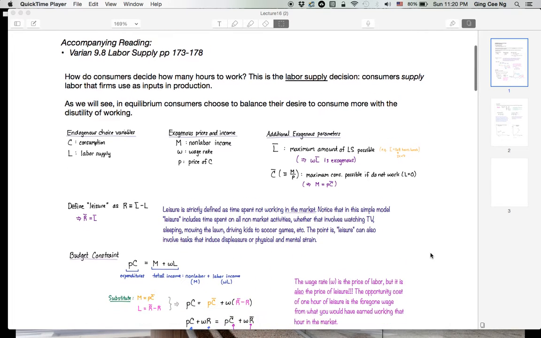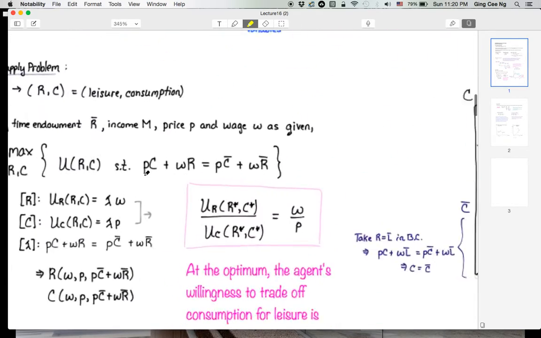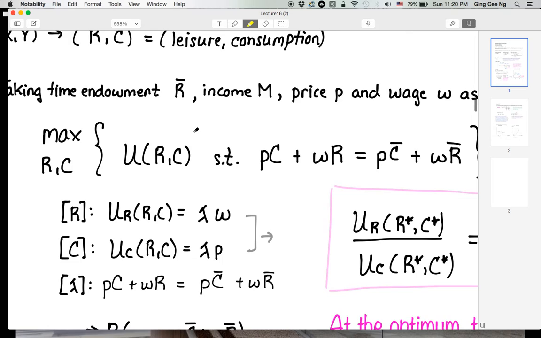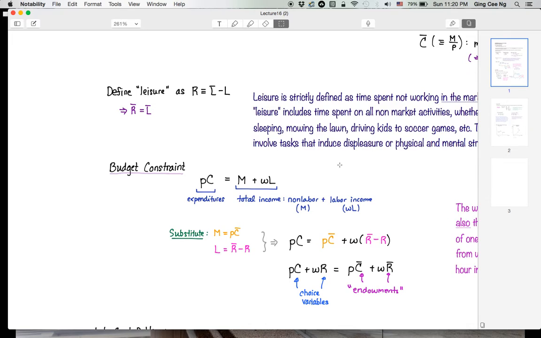Okay, and so what you'll see in a moment is we're going to have a model where utility is going to be defined over R and C, where R is going to be called leisure and C will be consumption goods. And the general idea is that when you're not working, you're consuming this good called leisure, and the opportunity cost of consuming a unit of leisure is actually the lost foregone wages that you would have received in that hour of leisure, for example, if you worked.